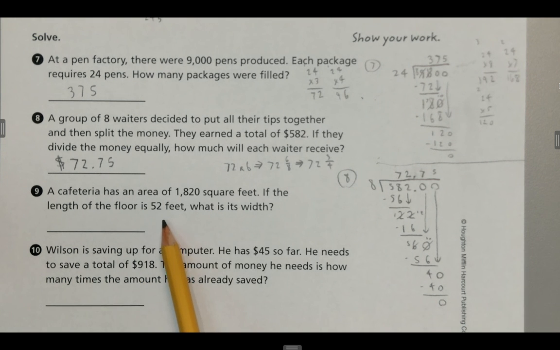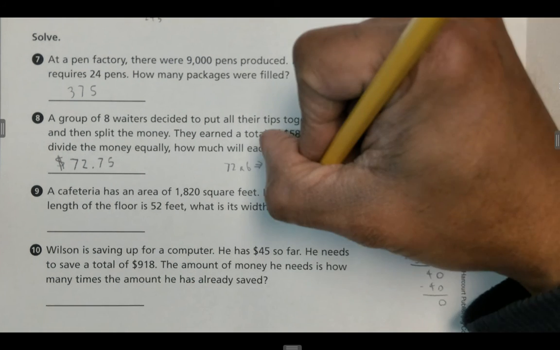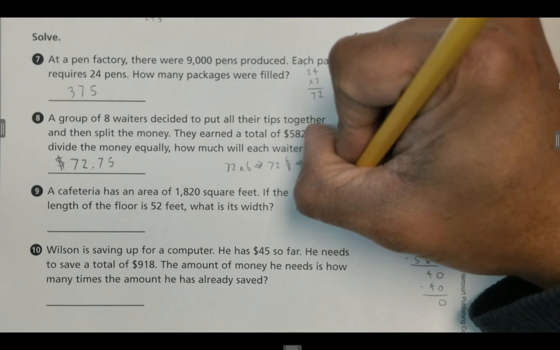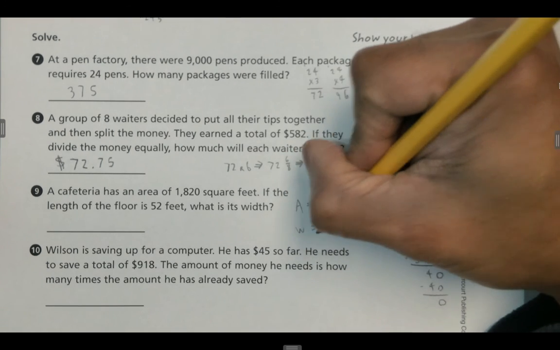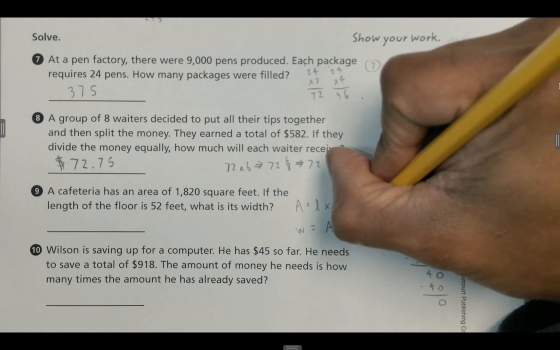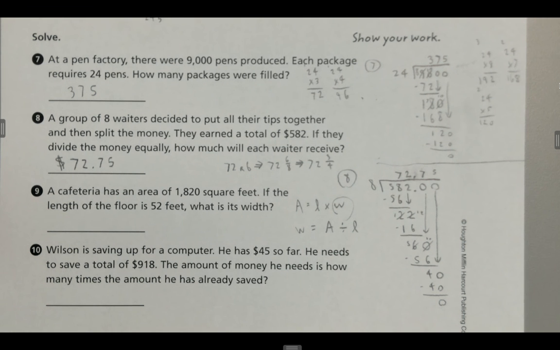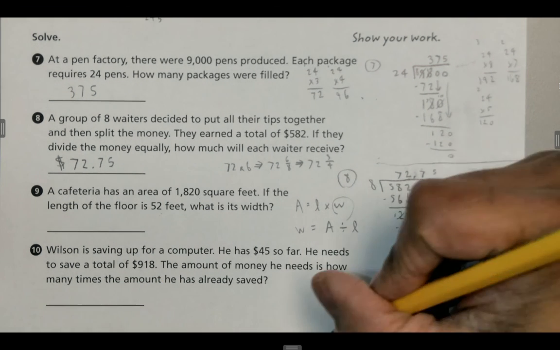Moving on to number 9. Cafeteria has an area of 1,820 square feet. If the length of the floor is 52 feet, what is the width? Of course, we are assuming this is a rectangular design that we're dealing with, and the area of a rectangle is length times width. So if the area is length times width, well, the width can be shown as the area divided by the length. I know the area and I know the length. Let's set it up as division and go.